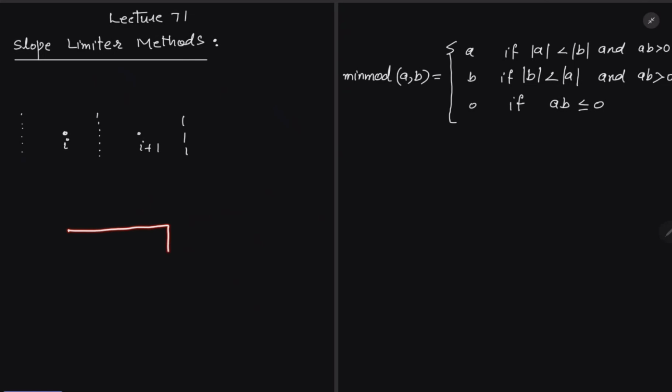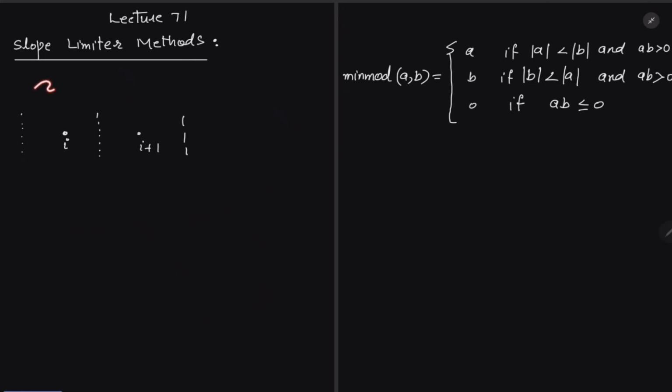For example, if we have a discontinuity, even the Lax-Wendroff method will create oscillations here. But on the same problem, if we apply the TVD upwind method, it will just smear out the numerical solution. It is diffusive. So our aim is to decrease the oscillations.